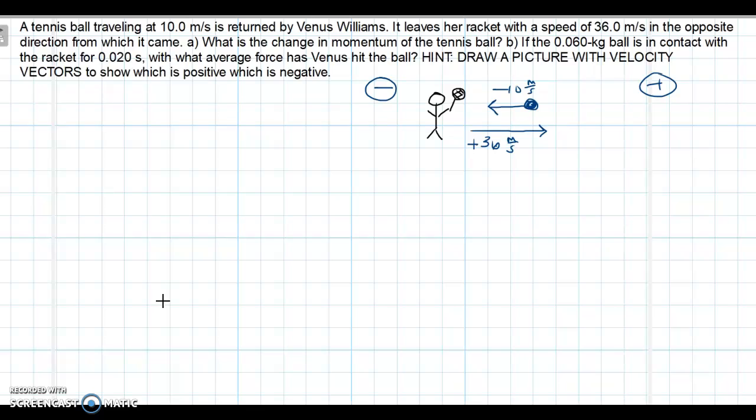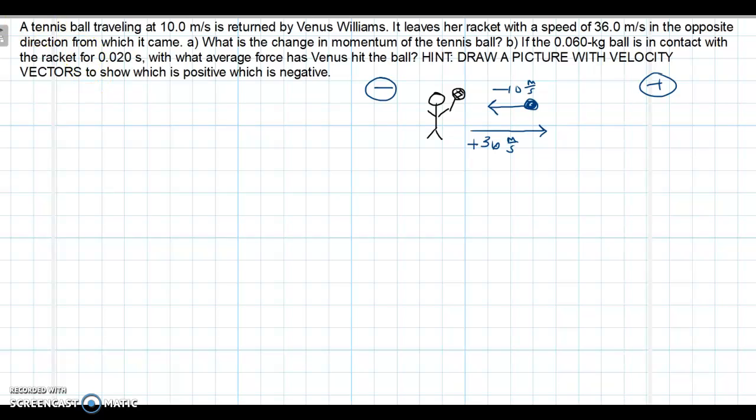We were told to draw a picture with velocity vectors to show which is positive and which is negative. So that's what I did initially. I drew Venus Williams as a little stick figure. I gave her a racket, and I designated the left side as the negative side and the right side as the positive side. That's pretty much what you want to do when you think about doing physics problems, because your right side on your coordinate grid is always the positive side, and your left side is the negative side. So we have these initial velocities and this final velocity.